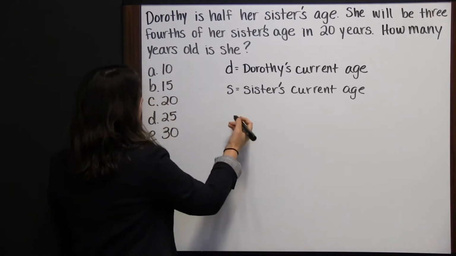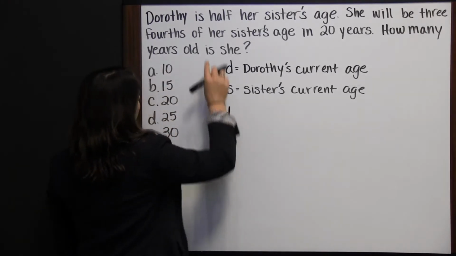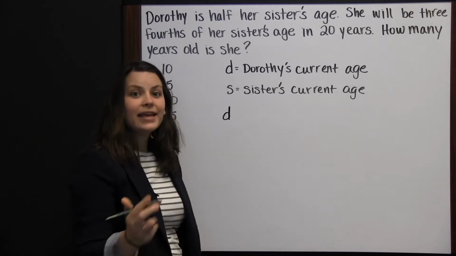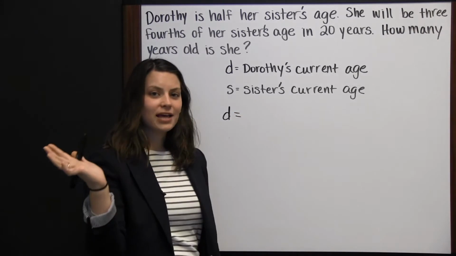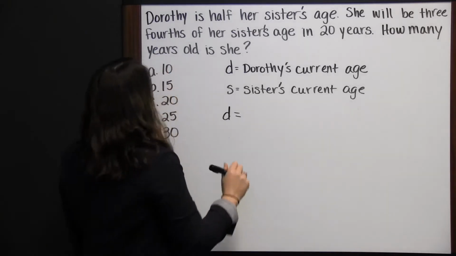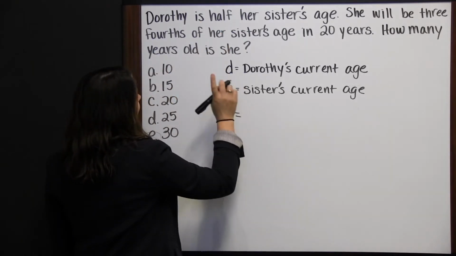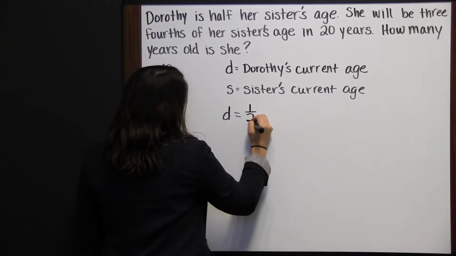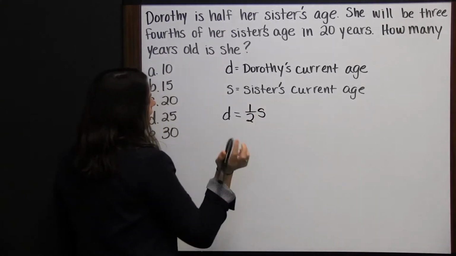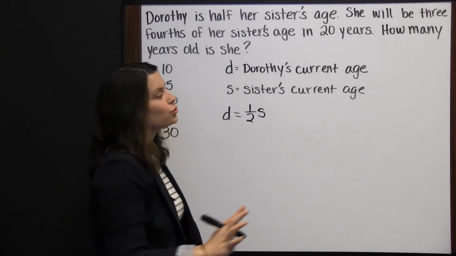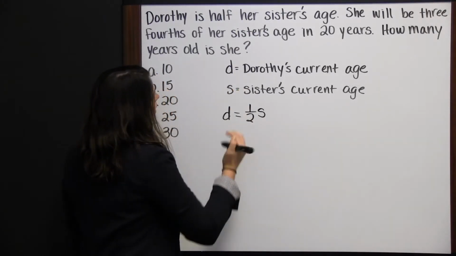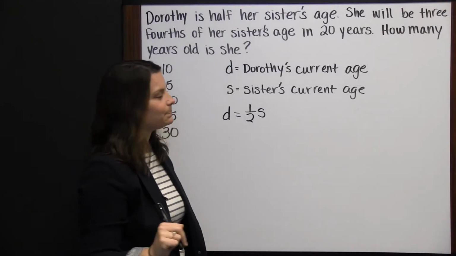So first we have that Dorothy is, and is in math means equals. It's one of my favorite words. I love the equal sign. So Dorothy is, Dorothy equals half her sister's age. So half S. So it's kind of like translating. You're translating from words into mathematical equations.